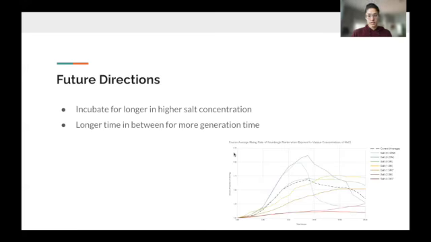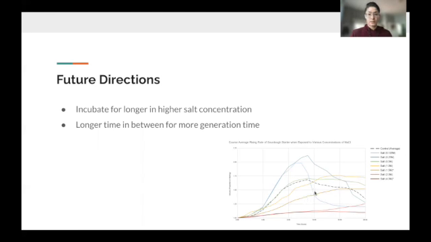So for future directions, we would probably want to incubate these in the salt for a little bit longer, just to see a bigger difference, allow them more time to adapt to that stress response, more generation times to select for species that have better stress responses to this osmotic stress. And then as you can see from our very first experiment, the amount of salt that started to kill off those species was at about 1.5 molar.